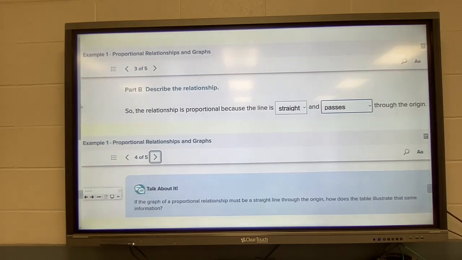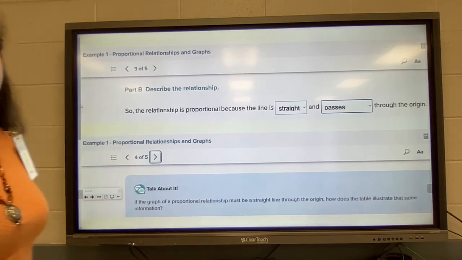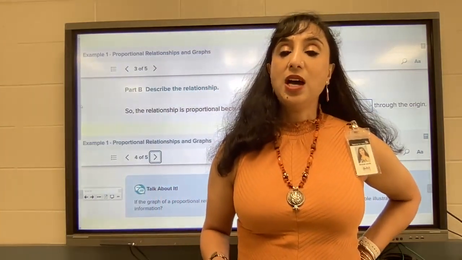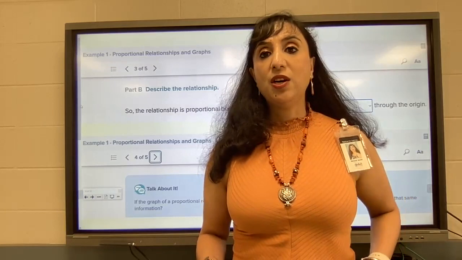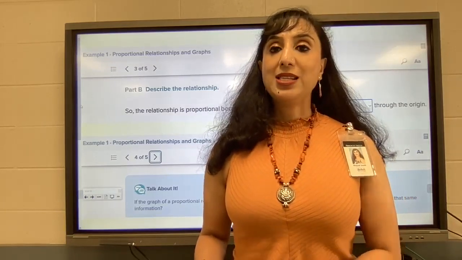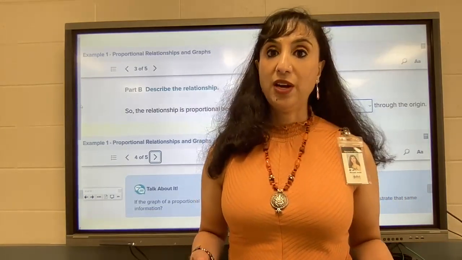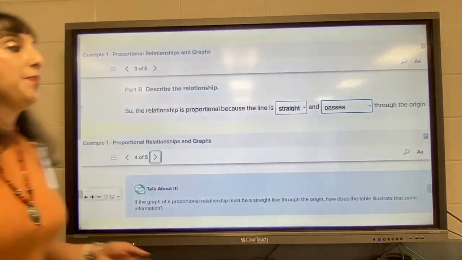So the relationship is proportional because the line is straight and it passes through the origin. Okay. And then we've already talked about if the graph of a proportional relationship must be a straight line through the origin, how does the table illustrate that same information? And I had already talked to you about how I can use the table and find the unit rate of each of the values. And if that is exactly the same, it is proportional. All right. And of course, I'm going to have the ordered pair of 0, 0 to begin with.